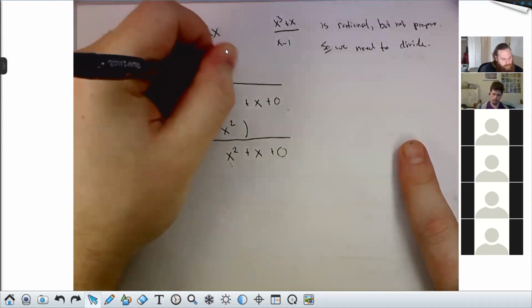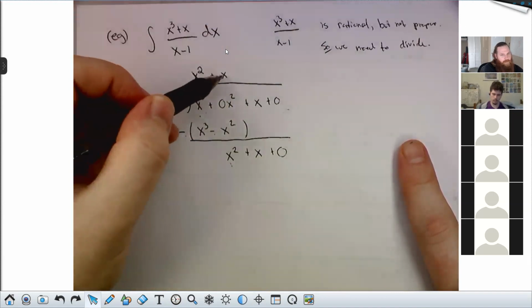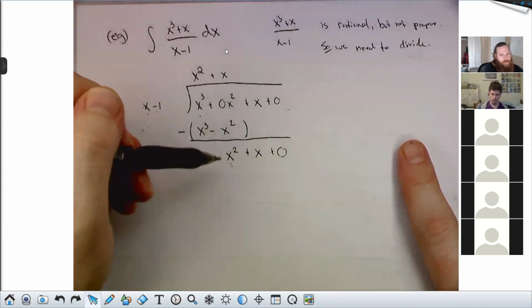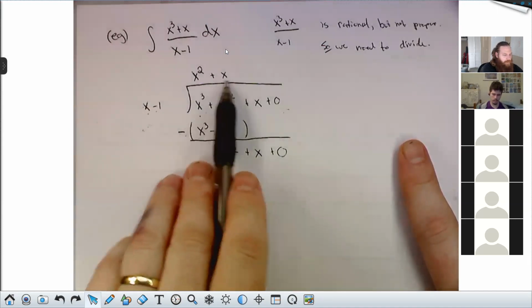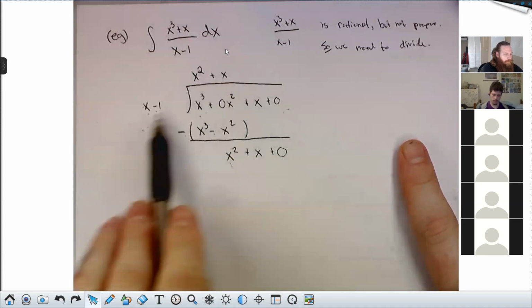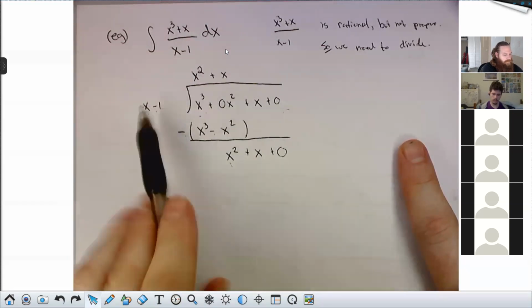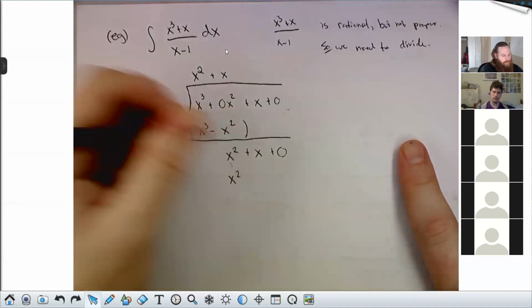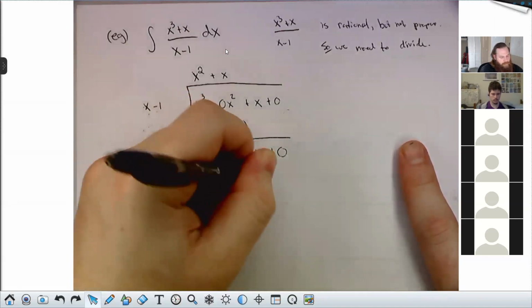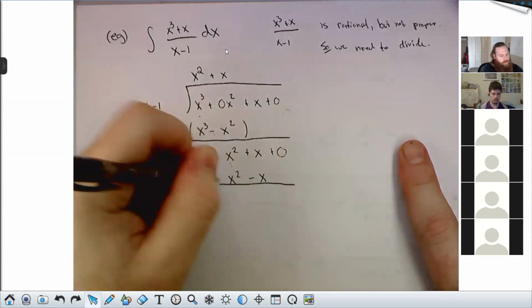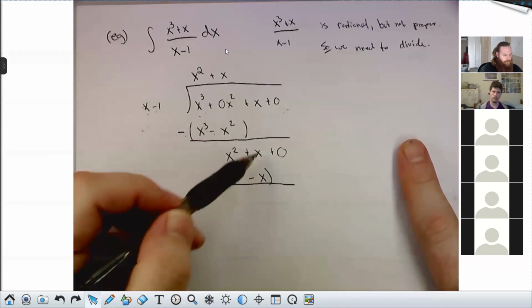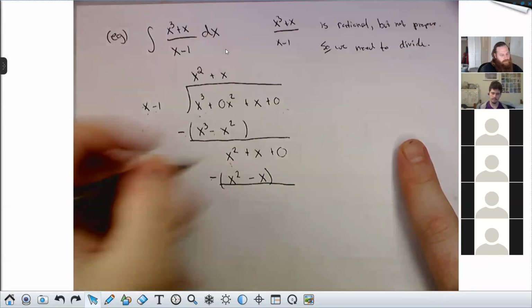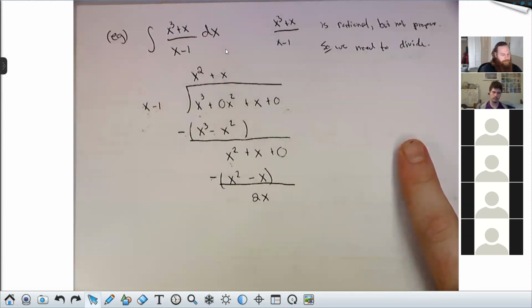X. Yeah, just x. So I write up here plus x. If it was a negative x that I needed to multiply by, I would write minus x. All right, plus x, and now I multiply this term by these two terms. So x times x is x squared. X times -1 is minus x, and then I subtract one whole row from the other. X squared minus x squared is 0. X minus negative x is 2x.